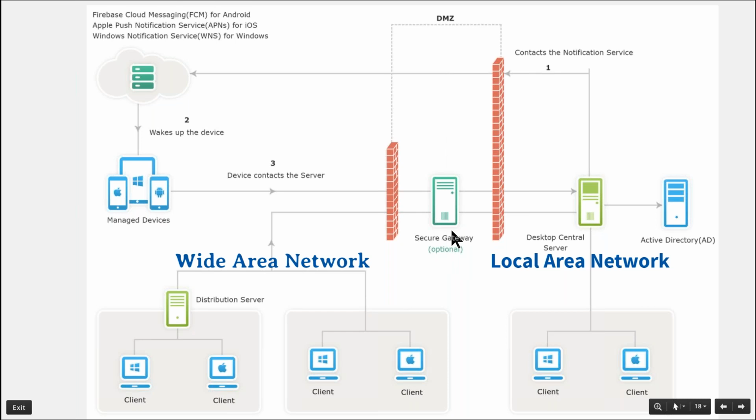So what is this forwarding server? The forwarding server acts as a secure gateway between the remote office agents and the Desktop Central server. So any communications from the roaming agent or from any remote offices will be routed only through this forwarding server. So this ensures that communication is secure.